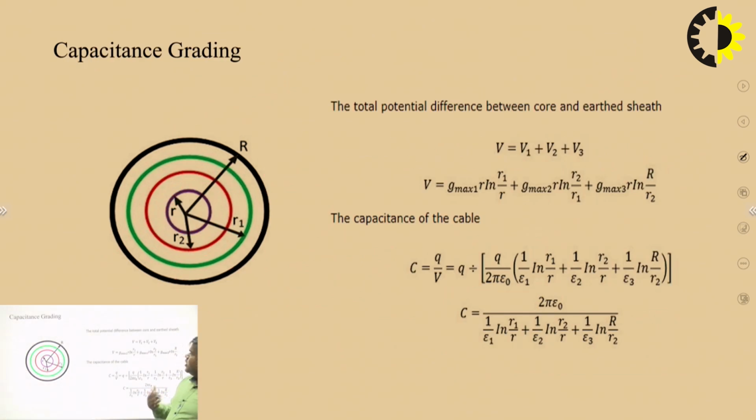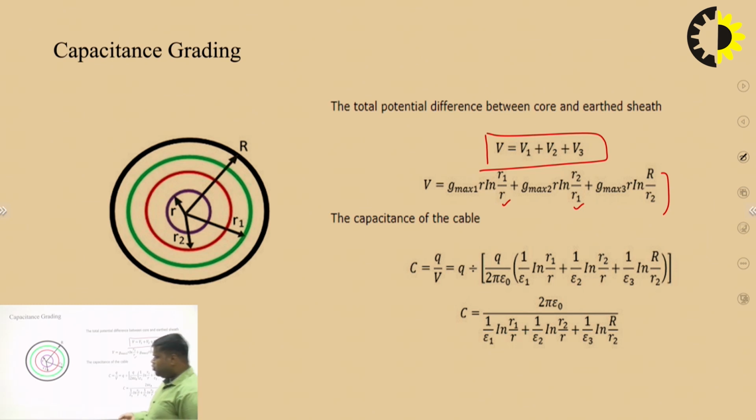So the total potential difference between the core and the earth sheet is V equal to V1 plus V2 plus V3. So the total V equals G max 1 into r ln r1 by r, plus G max 2 into r ln r2 by r1, plus G max 3 into r ln R by r2. So the total capacitance of the cable is C equal to Q by V.